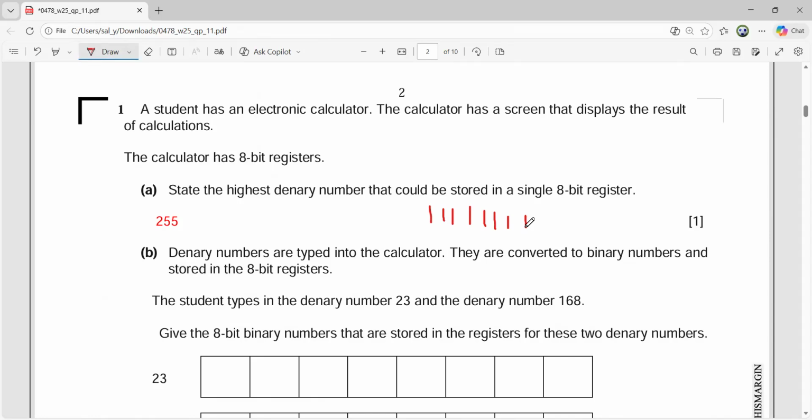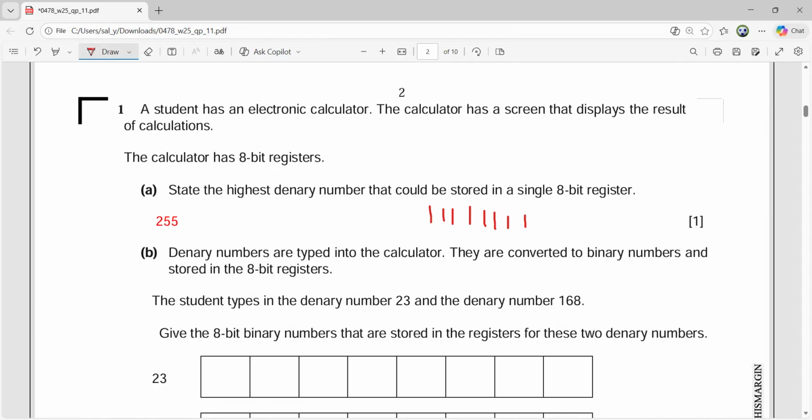So what is the final answer? It's 255. By the way, which is the smallest value? The highest is 255. The lowest is going to be 0, exactly. And the total will be 256. So please be cautious when the question comes in the paper. Read the question and then attempt.